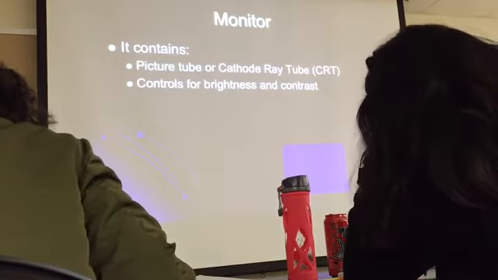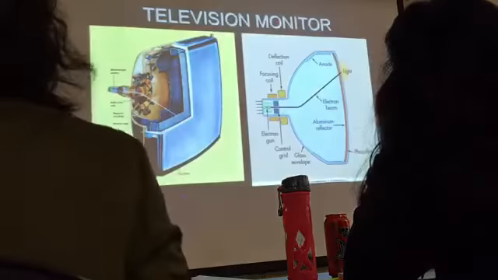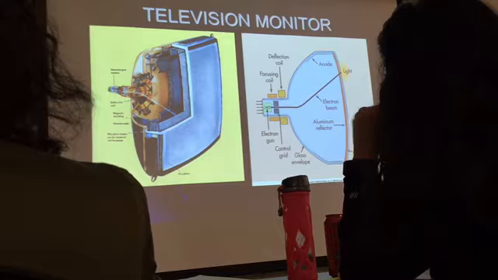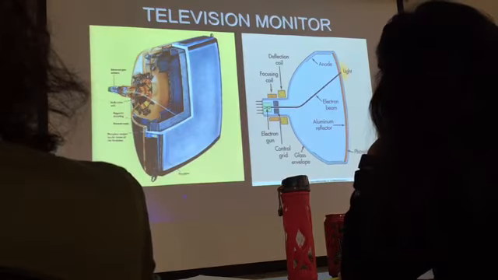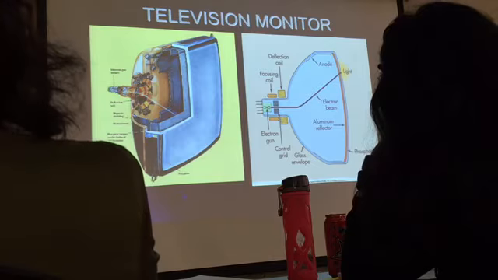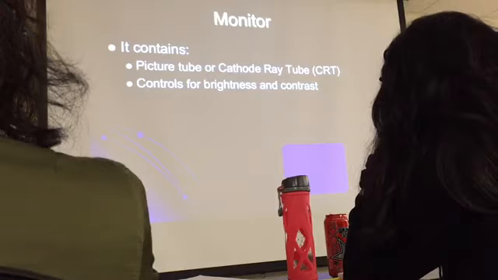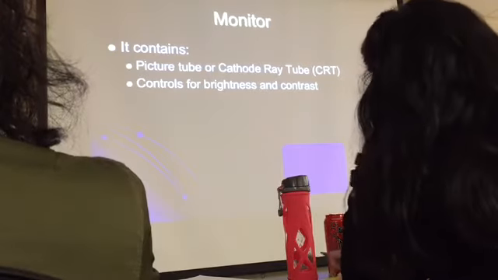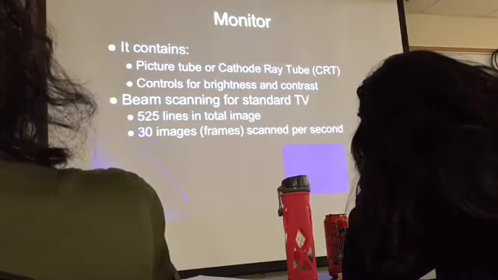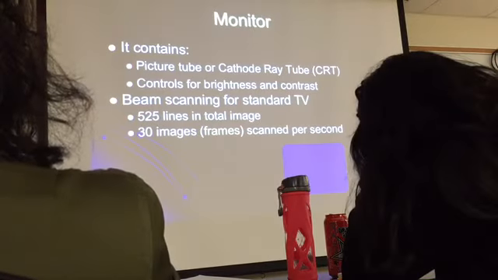All right, so how does it work? Let's see. Here is the gun, and these are electrons, and the electrons are hitting this phosphorus screen, and then you're seeing light very quickly, and you're creating the picture. The monitor contains a picture tube or cathode ray tube, which controls the brightness and contrast of the image. Beam scanning for a standard TV.